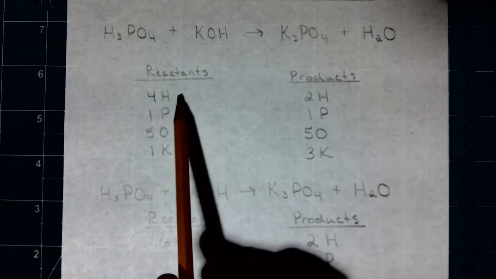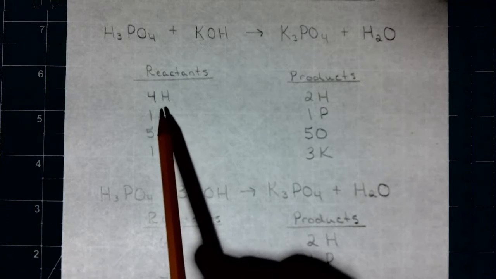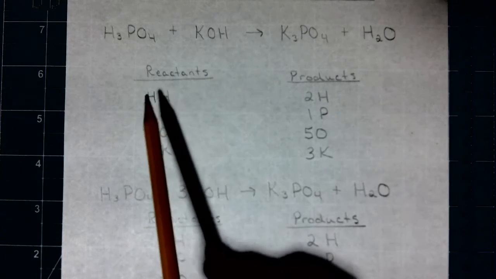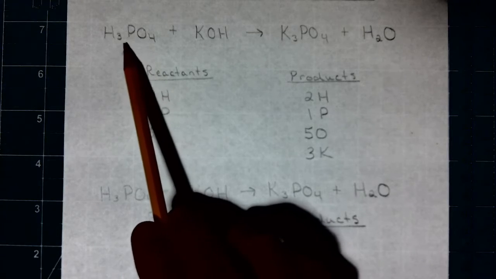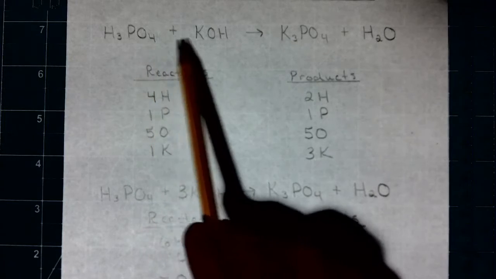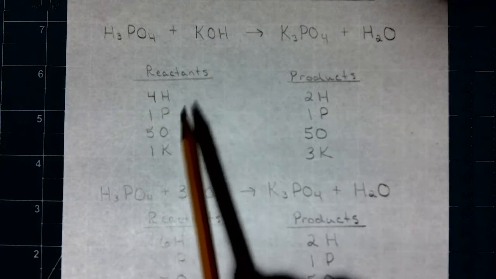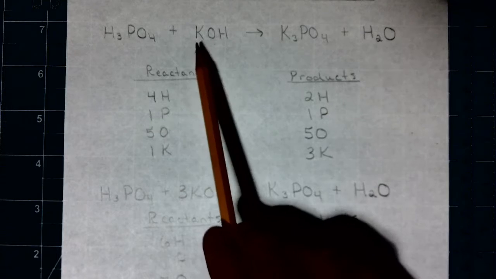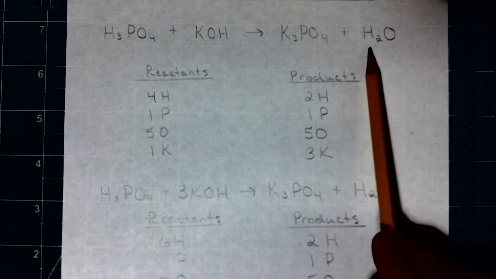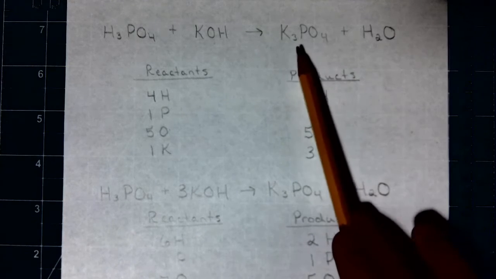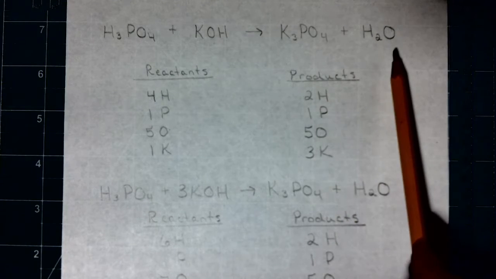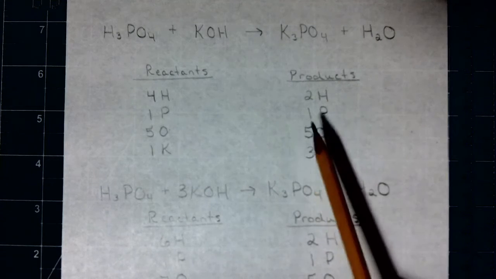And I just list out how many atoms I have on each side. On this side, I have 4 hydrogens: 3 here and 1 here. I have 1 phosphorus right there. I have 5 oxygens, those 4 and this one right here. And I have 1 potassium. If I come over here, I see that there are 2 hydrogens, on the water right there. I have 1 phosphorus. I have 5 oxygens, these 4 and this one right here. And I have 3 potassiums over here.